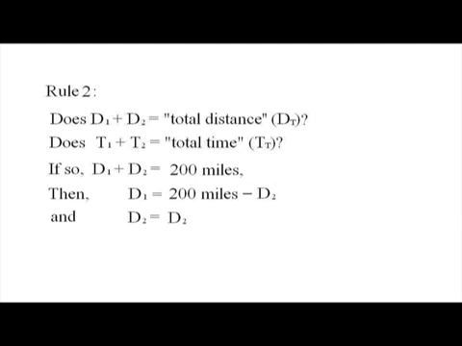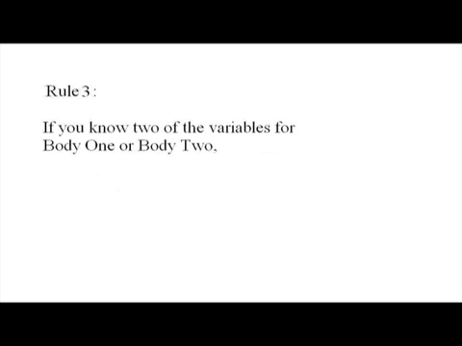And d2 will equal d2. We did not do the same thing for d2. If you do, then you have not eliminated a variable. One of the things we're trying to do with this process is eliminate the variables one by one until we have it down to one variable. Rule number 3. If you know 2 of the variables for body 1 or body 2, then you can solve for the third variable.